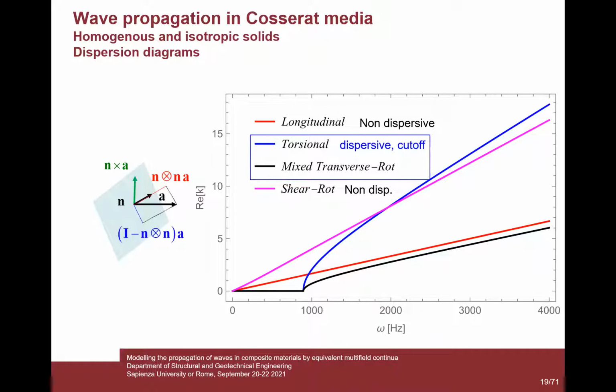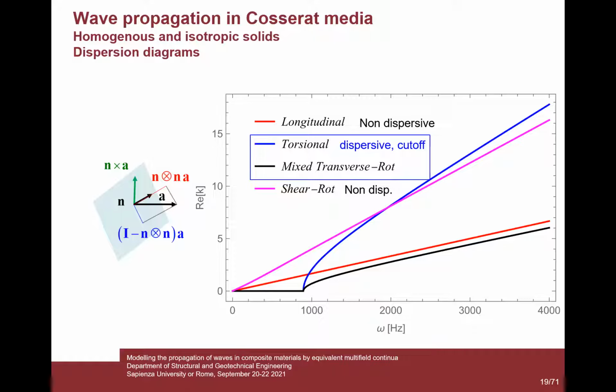This is a dispersion diagram. If you're not familiar with a dispersion diagram, it is a diagram which shows the wave number as a function of frequency, or the phase velocity or group velocity as a function of frequency. If you show the wave number as a function of frequency, you can tell whether a wave is dispersive or non-dispersive, because a non-dispersive wave has a dispersion diagram which is simply a line. Therefore, we say that longitudinal waves are this red line, and they are non-dispersive.